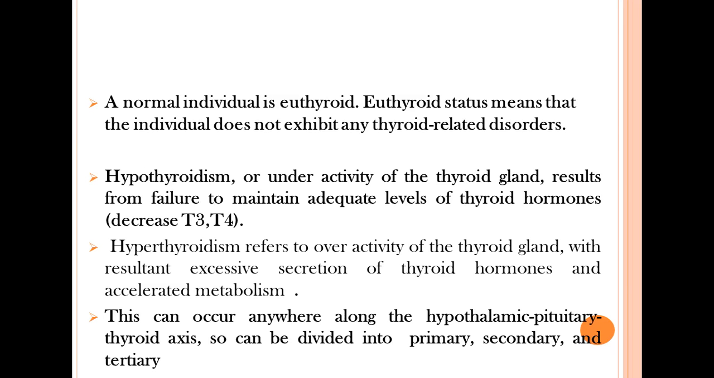The defect may be in the gland itself, which we call primary thyroid defect, or it may be in the higher center, which is the pituitary that secretes TSH, or the hypothalamus that secretes the thyroid releasing hormone. But most commonly the defect is in the thyroid gland, which we call primary thyroid defect, whether it is hypothyroidism or hyperthyroidism.